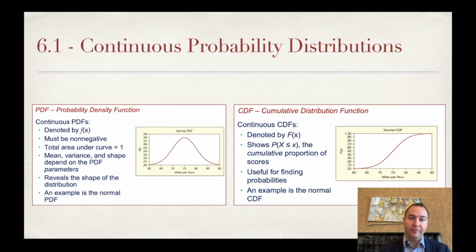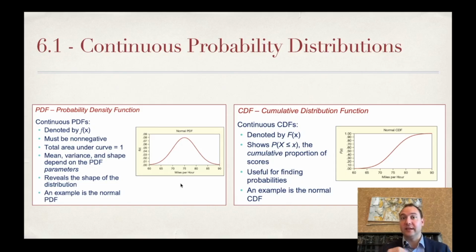So a PDF, or probability density function, is denoted by f of x, a function of x. It must be non-negative, and the total area under the curve is 1, or 100%. The mean, the variance, and shape depend on the PDF parameters, the parameters of the distribution. It reveals the shape of the distribution. An example is the normal PDF, which is shown right here. Sometimes this is called the normal curve. Technically, it is a probability density function.